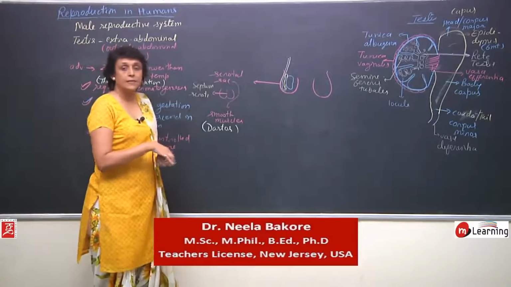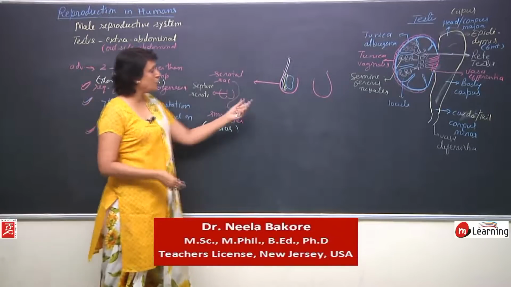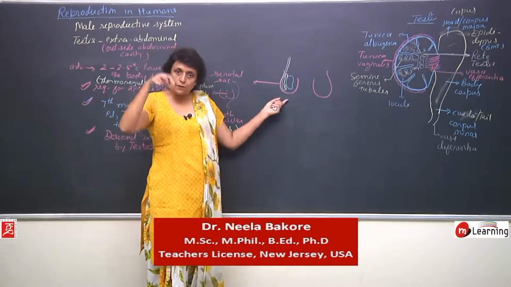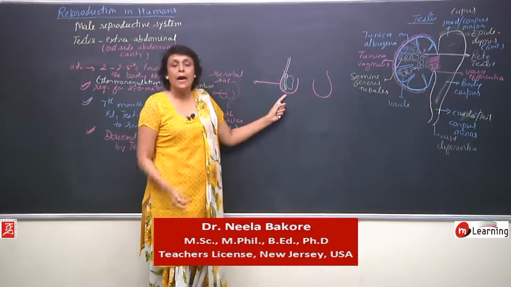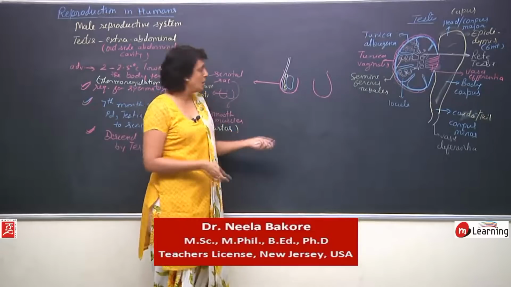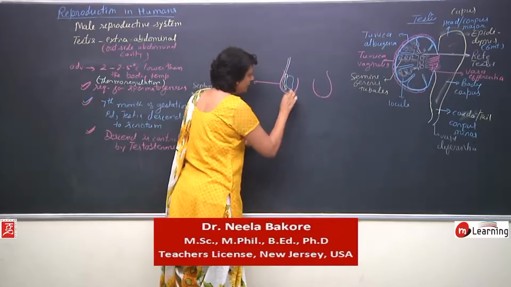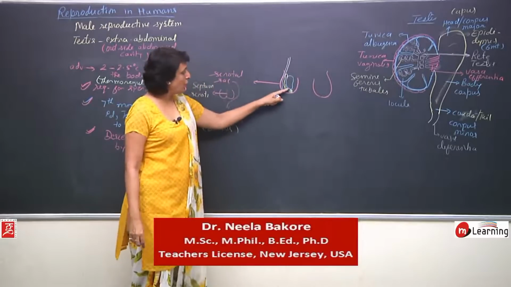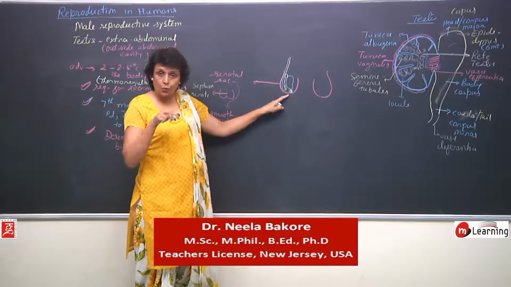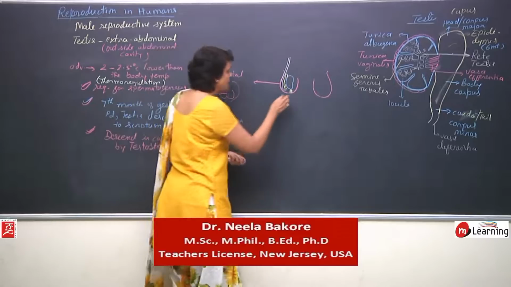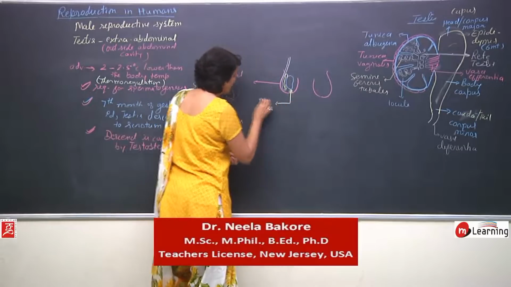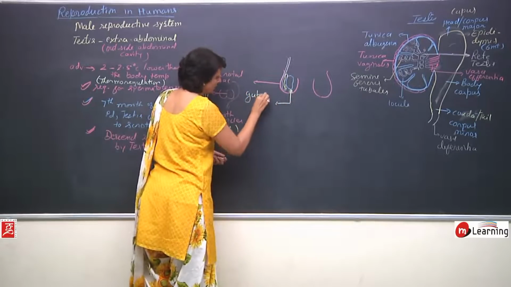When the testes descend into the scrotal sacs, that means they are coming from the abdominal cavity, how will they remain in their position? To keep them in their position, between the bottom of the testis and the wall of the scrotum, there is a fibrous tissue which is known as gubernaculum.